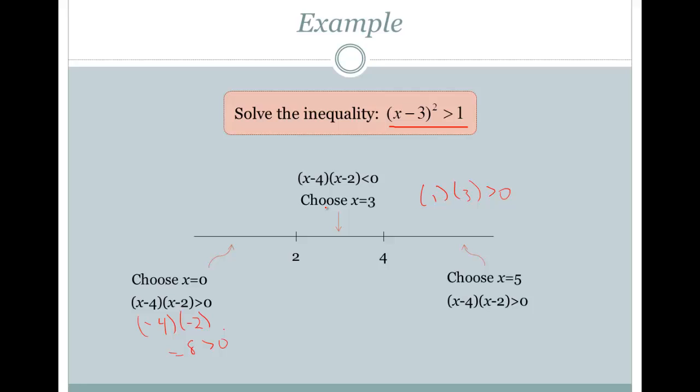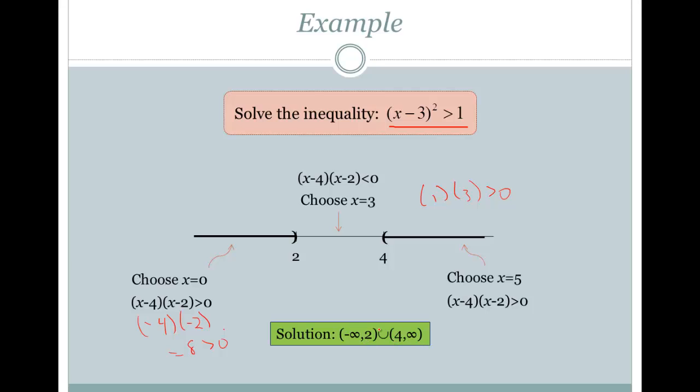Okay? Now, we have to look at these boundary points, and note that this is just greater than. If I plug in 2, this is actually equal to 0. It's not greater than 0. So we don't want to include 2 in our solution. Similarly, we don't want to include 4 in our solution. So we note that by using an open bracket here. Any value between negative infinity and 2 is going to work, and any value from 4 to infinity is going to work.